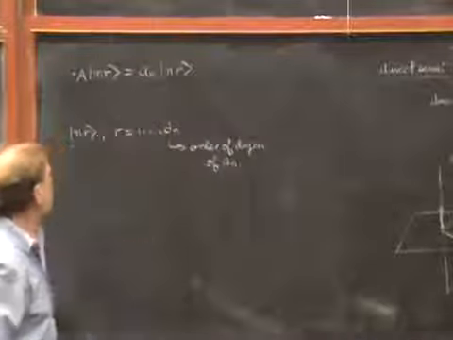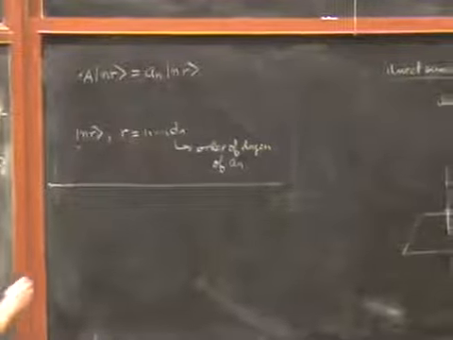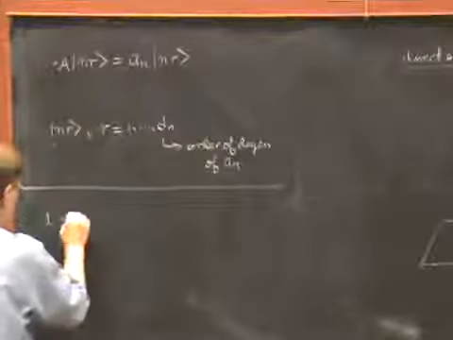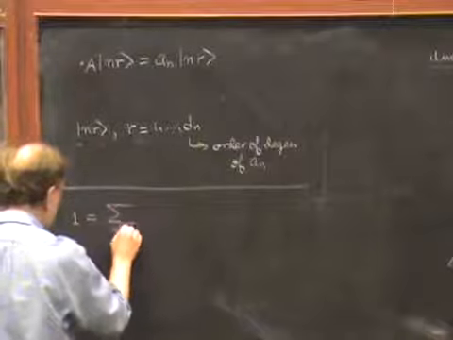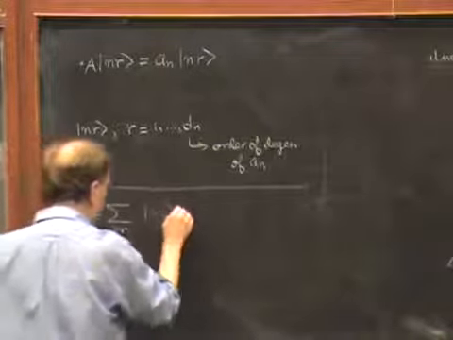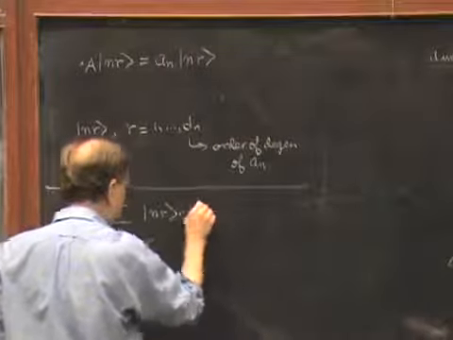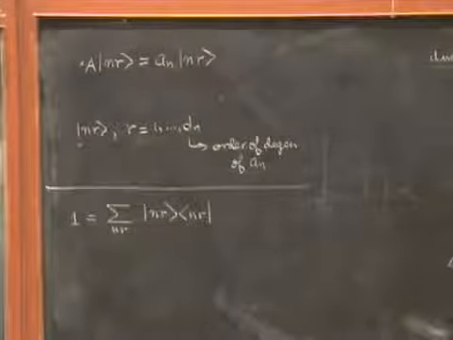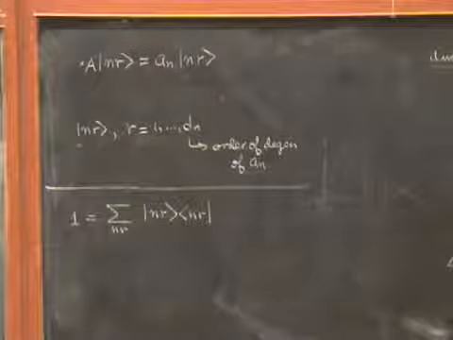Well, this is just notation for the eigenkets, the orthonormal eigenbasis. Corresponding to this, we have a resolution of the identity that says that 1 is the sum on n and r of the outer product of ket nr with bra nr. This is just the normal thing you get when you write a resolution of identity in terms of an orthonormal basis.